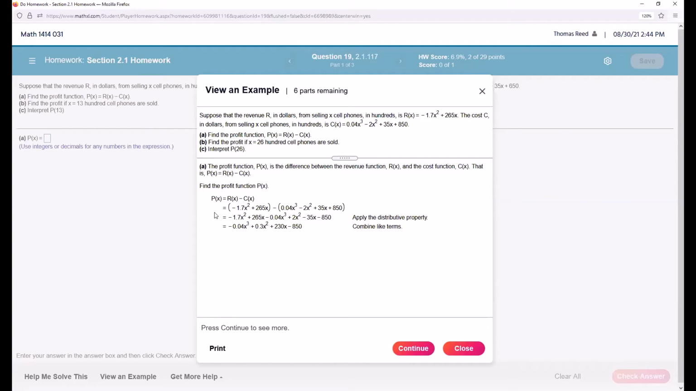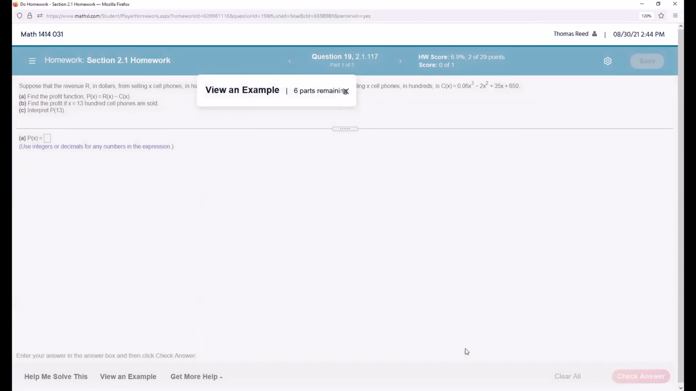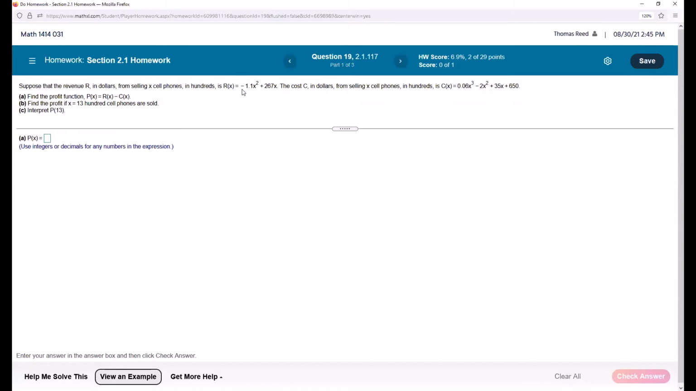And so this tells me how I'm doing this. So this expression here, I'm going to subtract this expression here. So it's set up the exact same way. I'm going to subtract this, add this, subtract this, subtract this. So combining like terms, I get a new expression, which is the profit margin. Okay, and then letter B, I put 13 in for X and find out what that number gives me.